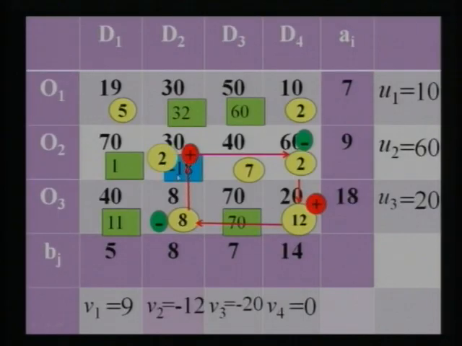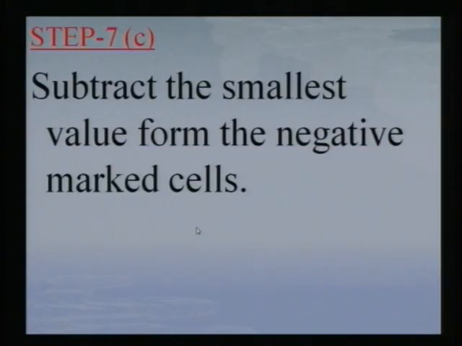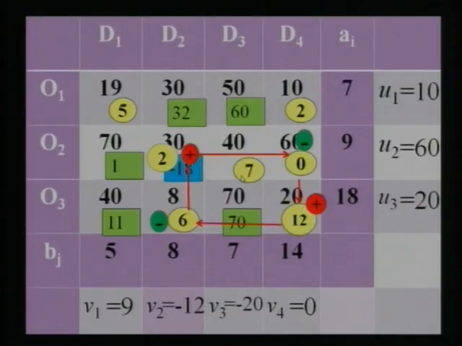Okay. Now we subtract 2 from the negative marked cells. These two are negative marked cells. So 2 minus 2 becomes 0. Here 8 minus 2 becomes 6. Subtract the smallest value from the negative marked cells. So this becomes 0 and this becomes 6. The variable whose value becomes 0 is your outgoing variable. Okay, and this is your new incoming variable.